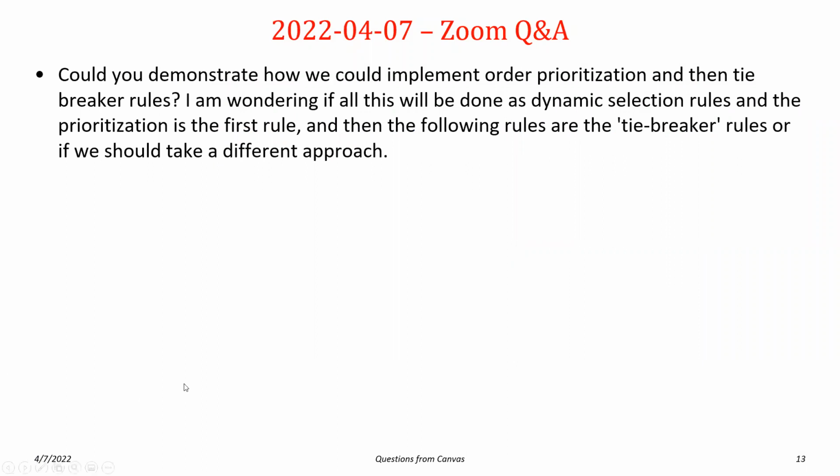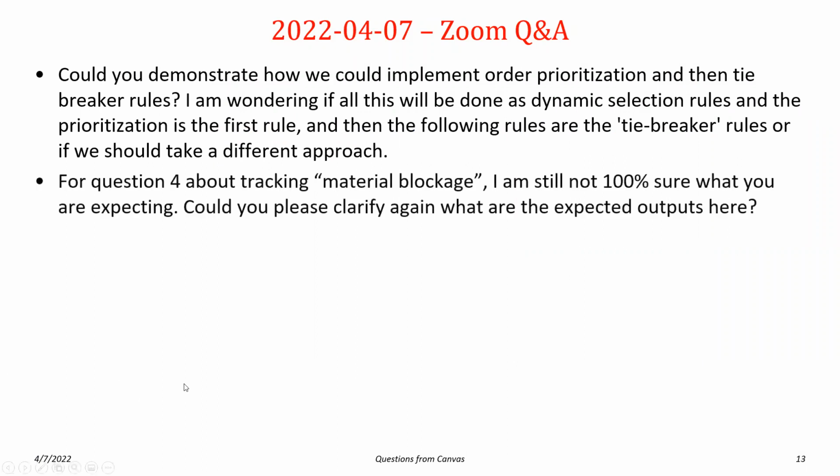Okay, onward we go. For question 4, tracking material blockage, I'm still not 100% sure what you were expecting. Could you please clarify again what outputs you're expecting here? So I answered this one on Canvas in the discussion forum, but I decided I would spend a few minutes talking about that. So let me go back to my Simio model here.